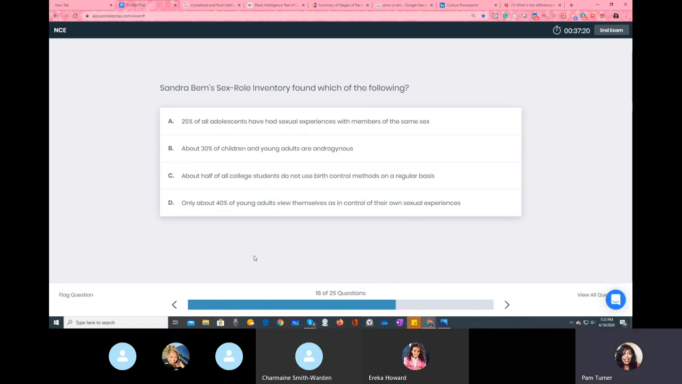Okay. Sandra Bem's sex role inventory found which of the following? Sex role inventory. Be brave. Really? Okay. So, sex role inventory found out what? 25% of all adolescents have a sexual experience with members of the same sex. I don't know. About 30% of children and young adults are androgynous. What does that mean?